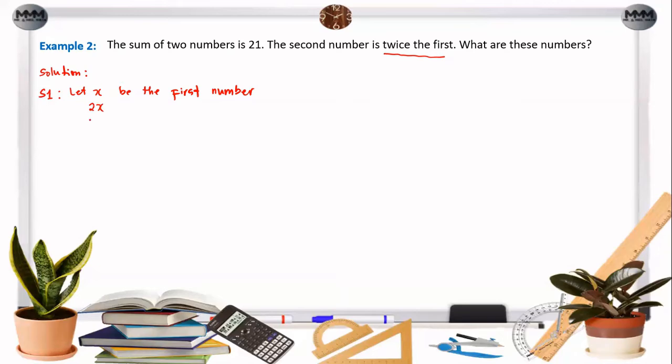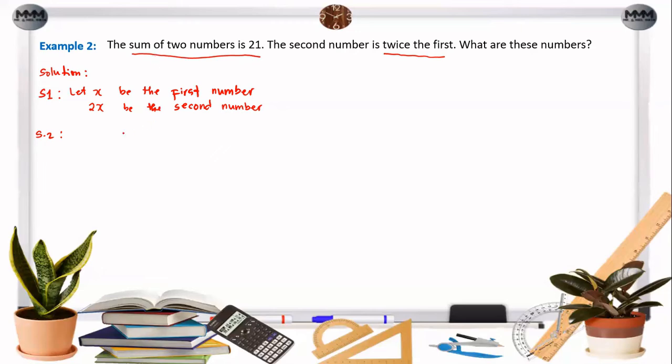So in representing this one, I discussed this already in my previously uploaded video, that is part 3 of the uploaded video. So this is the second number. Okay. So we are done with step number 1. So let's proceed to step number 2. So for step number 2, we will be setting up an equation out from this problem. So because we are to look for the sum of two numbers, that is 21.